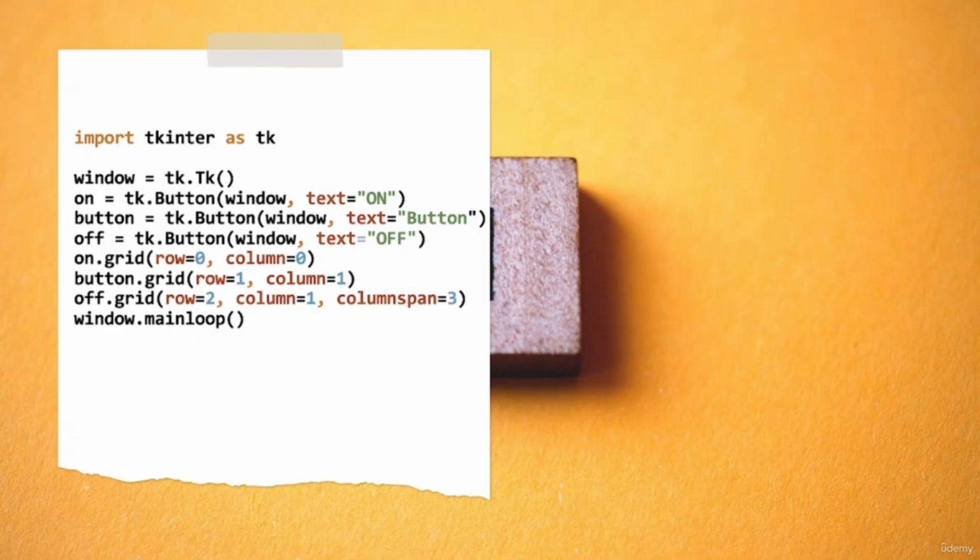So let's proceed with the code. First, we will import the Tkinter package as tk, create a window. Next, we'll create 3 buttons. The first one will be titled on, while the second will be titled button, and the third one we will call it off. We will position the on button at first row and at column 1, while the second button will be positioned at second row as well as the second column, while the off button will appear at the third row at column second, and will expand to other columns with the help of the columnspan keyword argument.